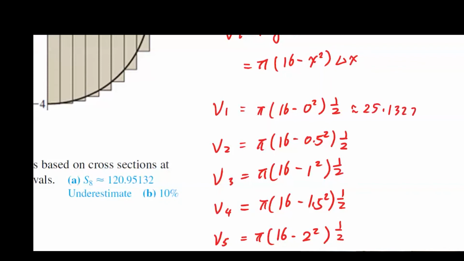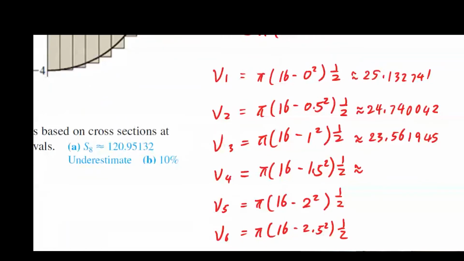25.132741. Okay, V2. 24.740042. V3. 23.561945. Wow, she's the only one who did this, right? Oh my God, and you did it. Okay, go ahead. Whoever's ready, go. And somebody add this up.